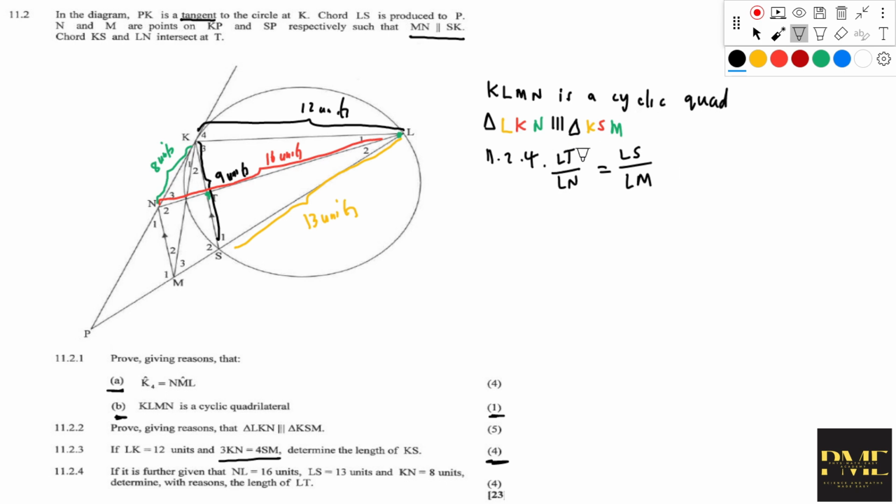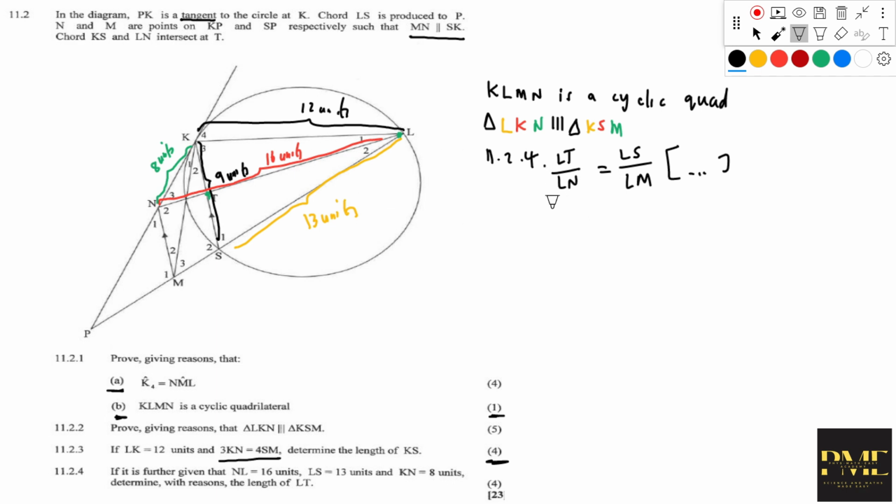So the LT value is the one we want. The reason why we are able to do this is because of the proportionality theorem, where one line is parallel to the other. You can just write it in any way, so basically I trust you with your theorems, guys, right, cool.